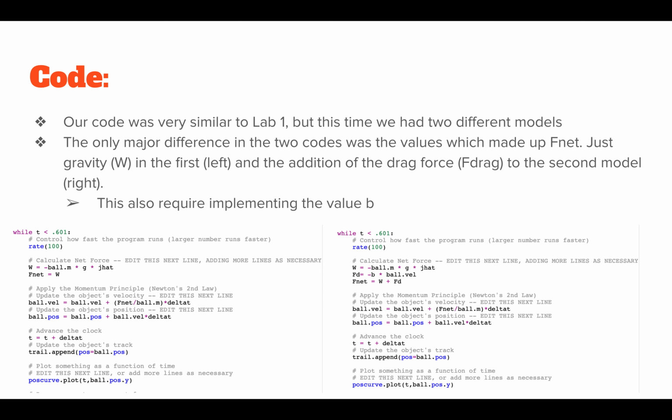Our code was very similar to Lab 1, but obviously there were slight changes and we had two different models. The only discrepancy in these two models was in the model on the right. You can see we just accounted for the weight force, so just gravity, and we used this equation here. But when we made the second model, we accounted for W plus FD, which is the drag force, shown by this equation here. And this also meant we had to implement this B value, which is the drag constant.